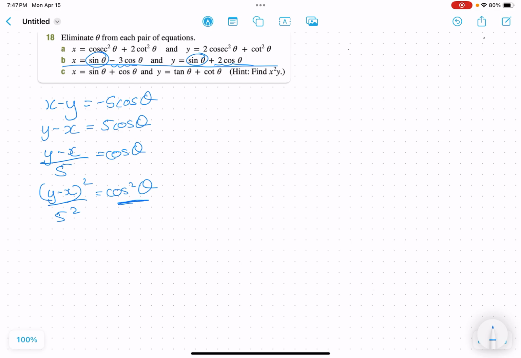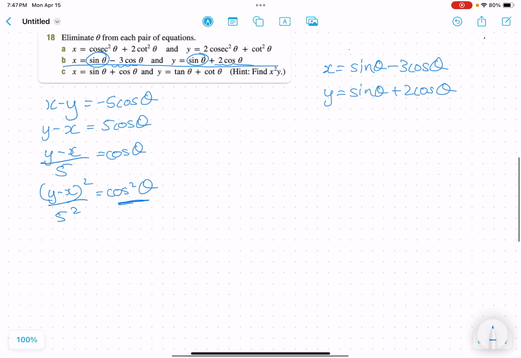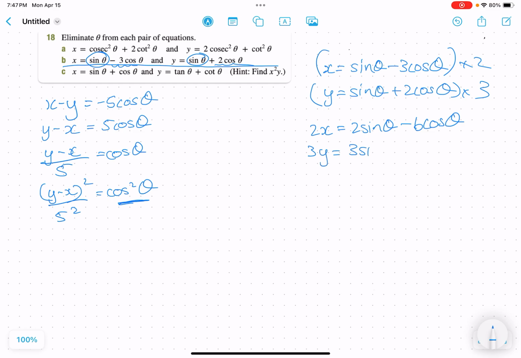So let's have a look. I'll just write it here so it's easier to see. So we've got that, and we've got this. And this time we want to get rid of the coses. So why don't we multiply the x's by 2. So 2x is 2 sine theta minus 6 cos theta. So we've multiplied all of that by 2. And let's multiply all of this by 3. So we've got 3y is 3 sine theta plus 6 cos theta.